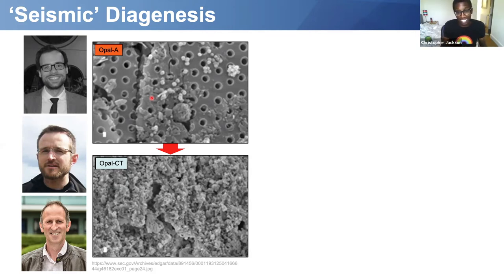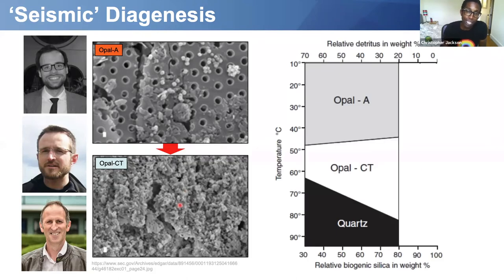They're called tests. So you can see here, this is the animal with its test as it's died. We're looking here at a scanning electron microscope image. And here we can see it's been recrystallized into a much finer form due to heat and burial. So what we know about this process is, if you just concentrate on the y-axis in here, opal A goes to opal CT, so crystalline opal, and eventually changes to quartz. And that is a temperature-dependent process.